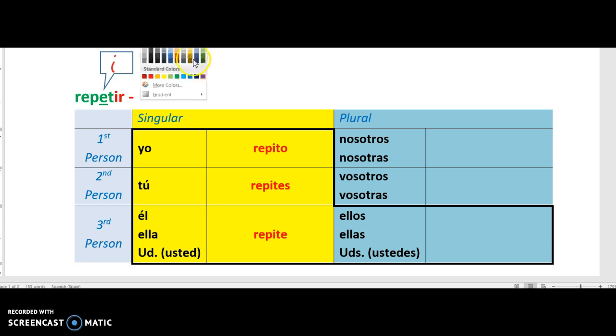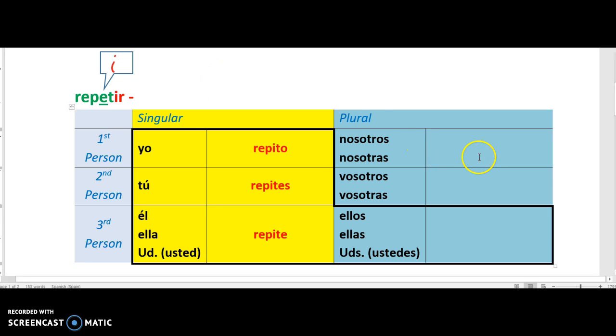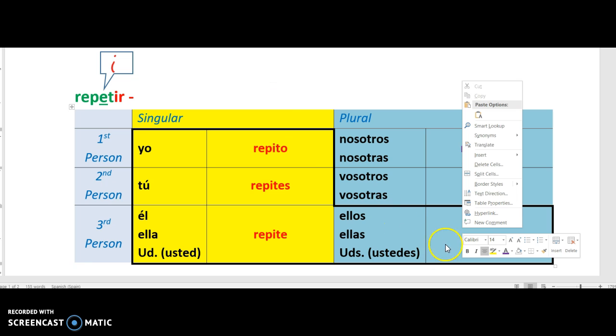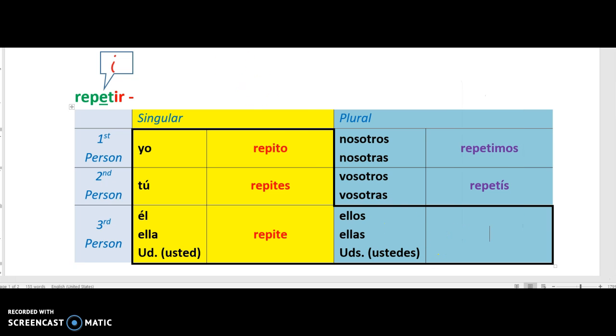But now we are outside of that shoe. So rather than stem change it, we're just going to not stem change. Repetimos. IR verb ending. Right. Same thing happens here. Repetís, with that accent mark over the I. We are back inside the shoe. Back inside the shoe. So we are going to stem change again. Repiten.